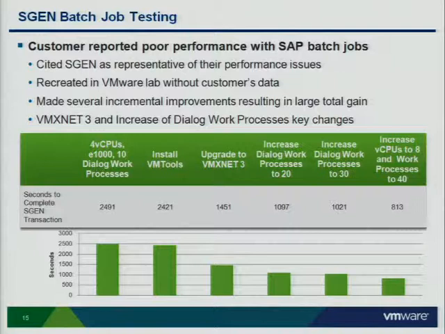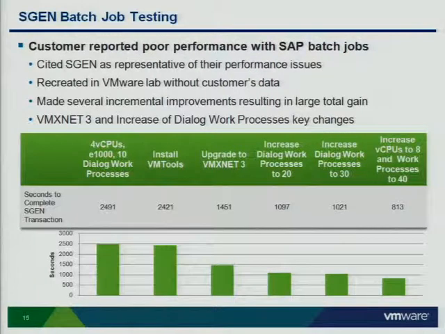And what we were seeing was pretty long. So the batch job, what we're trying to do is get it to complete as fast as possible. So the lower the number, and these numbers are in terms of seconds, the better. So when we started off, I started off with a VM configuration similar to what they were using for their application server VMs, with 4 vCPUs, the E1000 virtual NIC driver, which is the default, and 10 dialog work processes. And it completed in about 2,500 seconds.